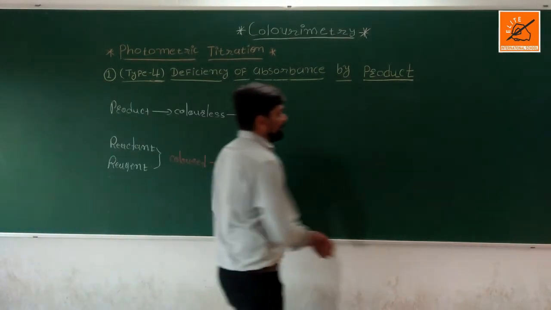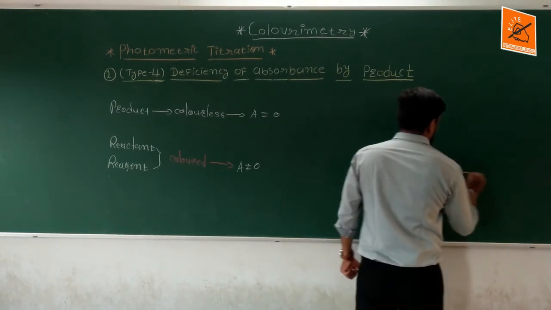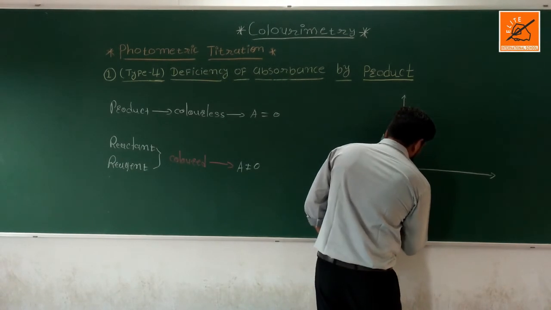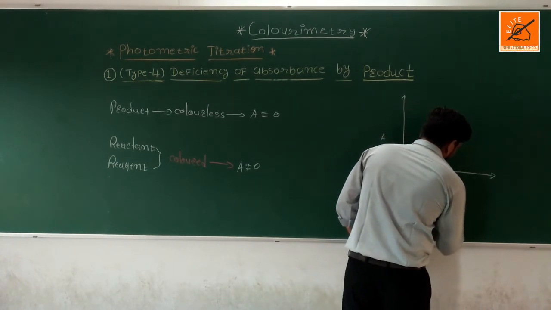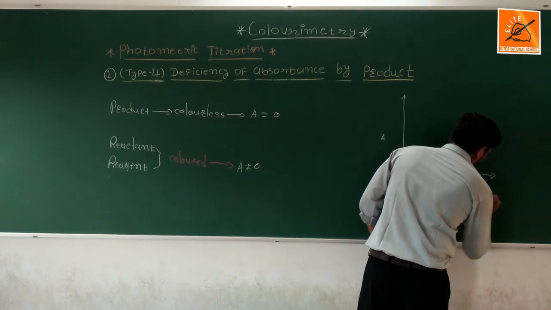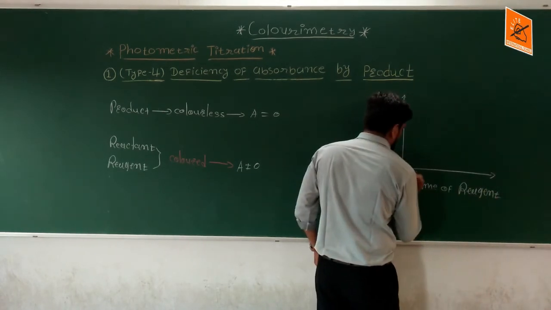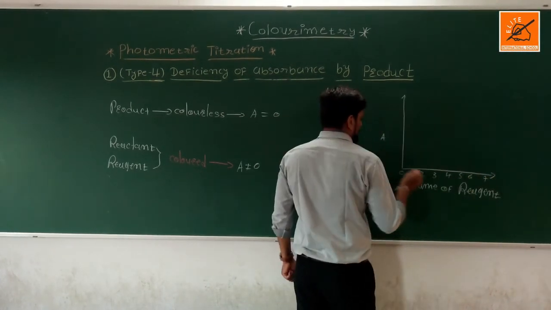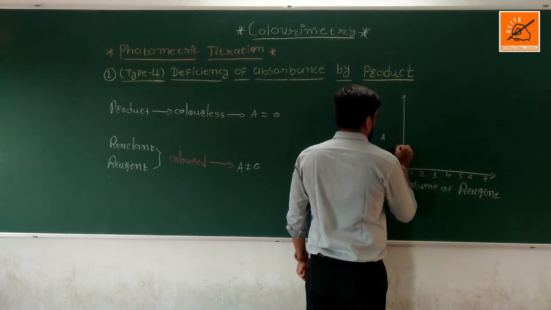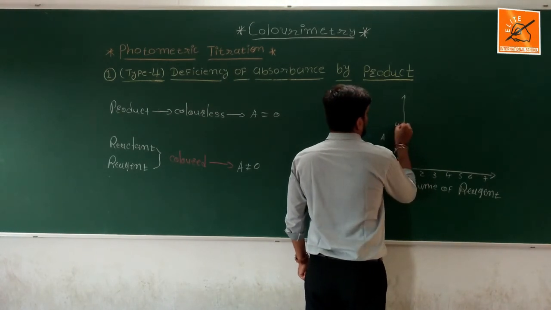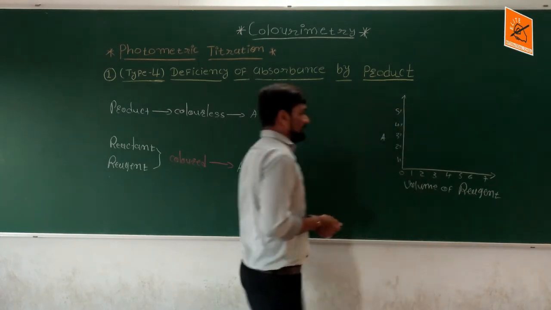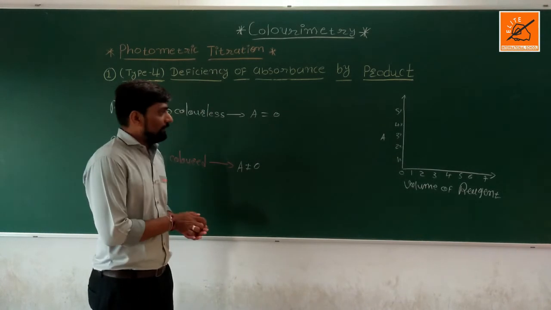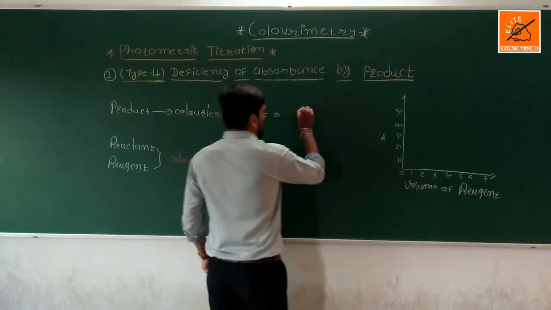Then we plot a graph of absorbance against volume of reagent. Here the volume of reagent is 0, 1, 2, 3, 4, 5, 6, 7 ml, and the absorbance values are 1%, 2%, 3%, 4%, 5%. So we plot the graph of absorbance against volume of reagent. Before plotting the graph, we take a burette.